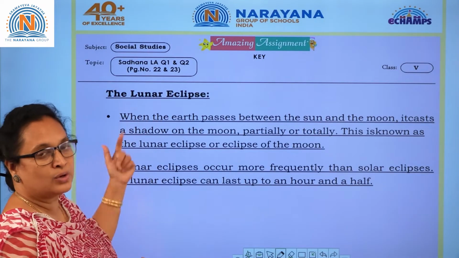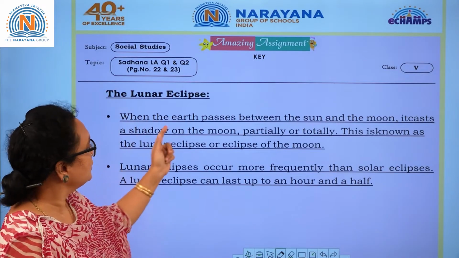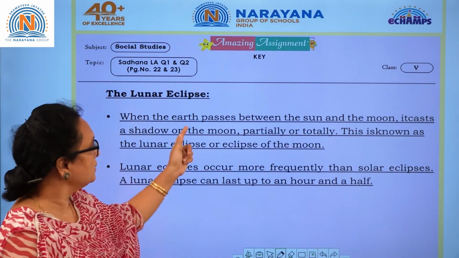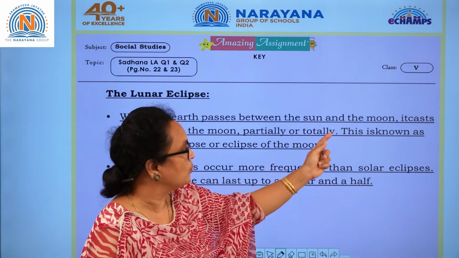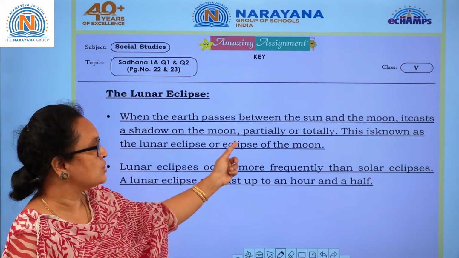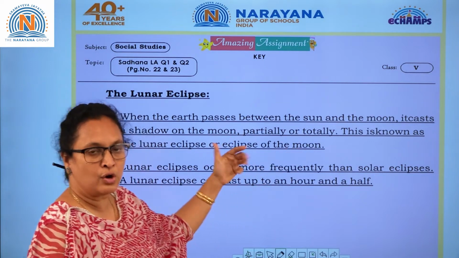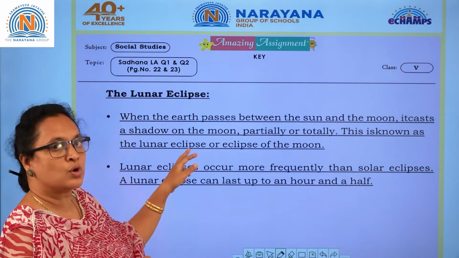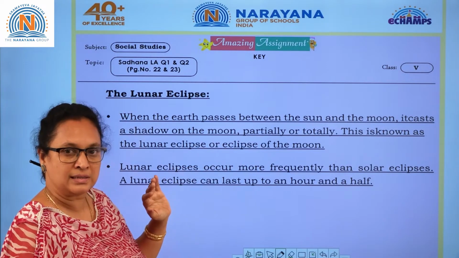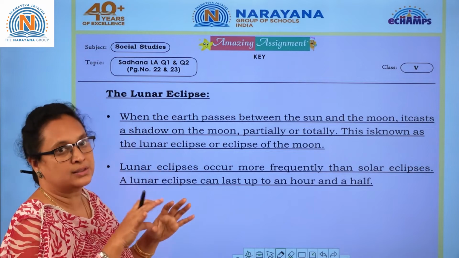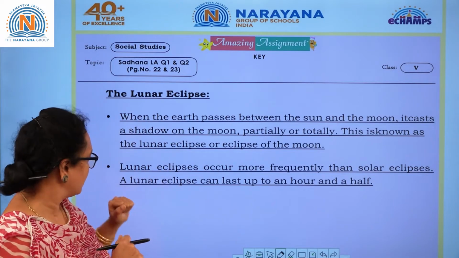Coming to the next, lunar eclipse. When the earth passes between the sun and the moon, it casts a shadow on the moon partially or totally. This is known as the lunar eclipse or eclipse of the moon. Is it clear? So what comes between the moon and the sun? Earth comes during the lunar eclipse.